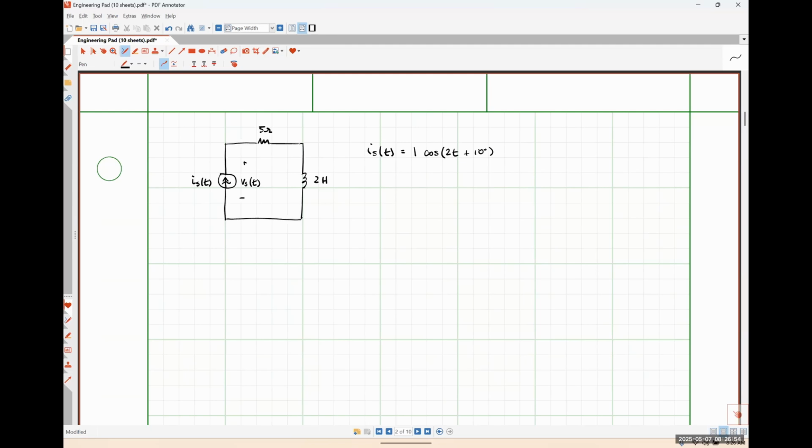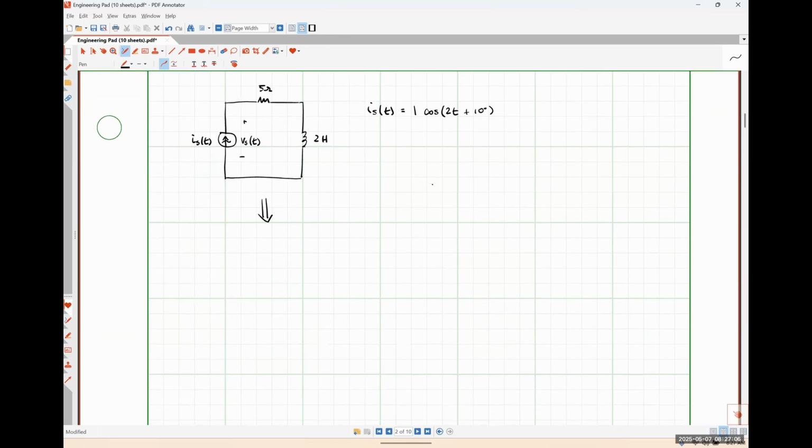So what I want us to do is to convert this circuit from the time domain into the frequency domain. That means we're going to replace our time domain current source with a frequency domain current source, or a phasor. So what would the phasor representation of that 1 cosine 2t plus 10 degrees amps be?